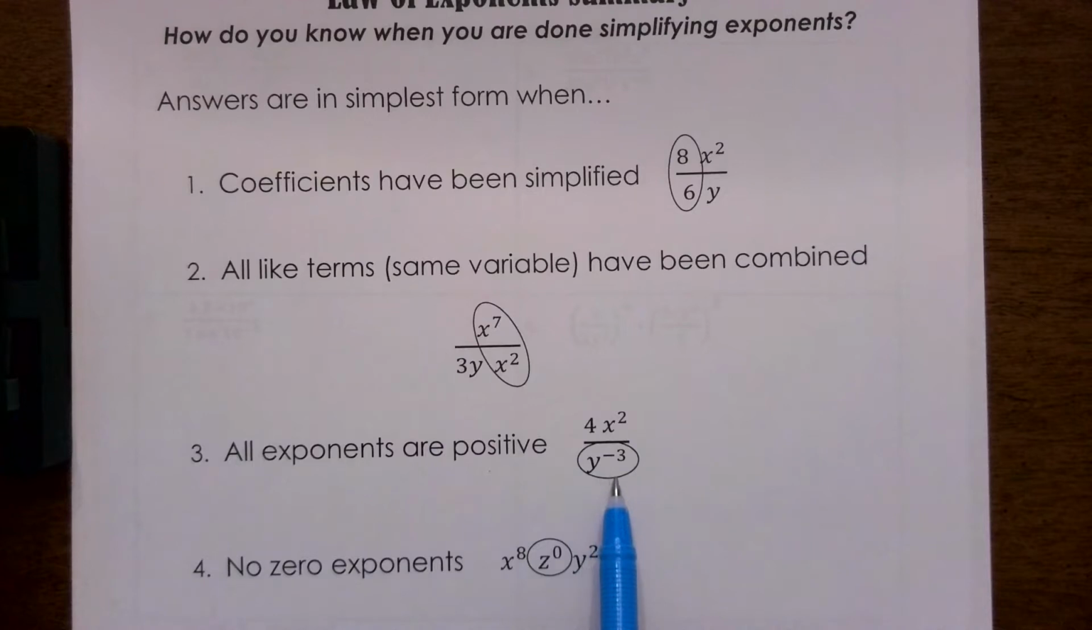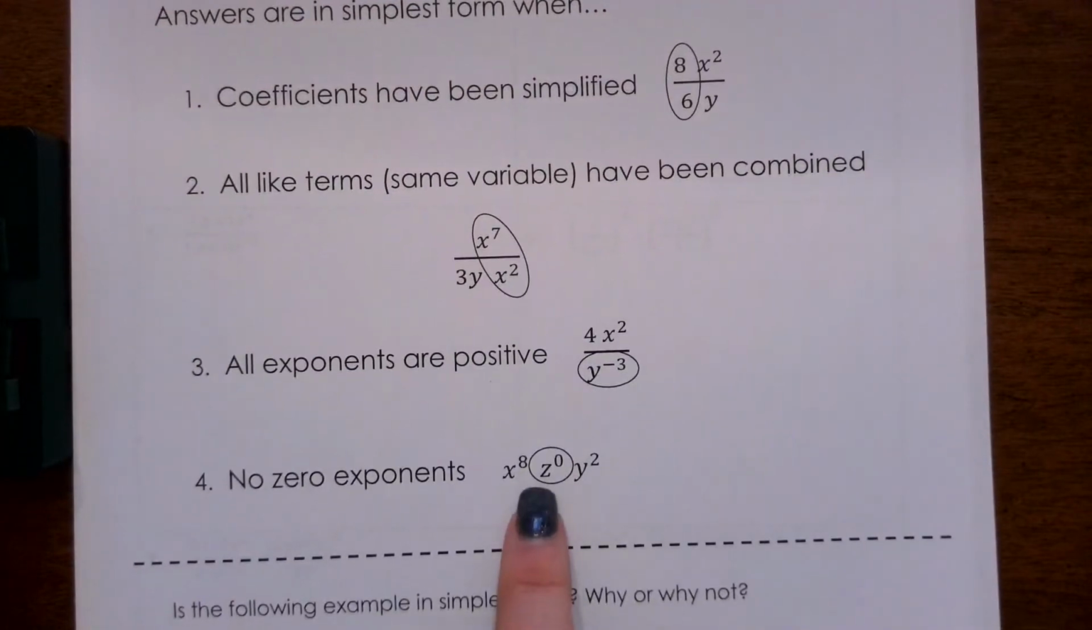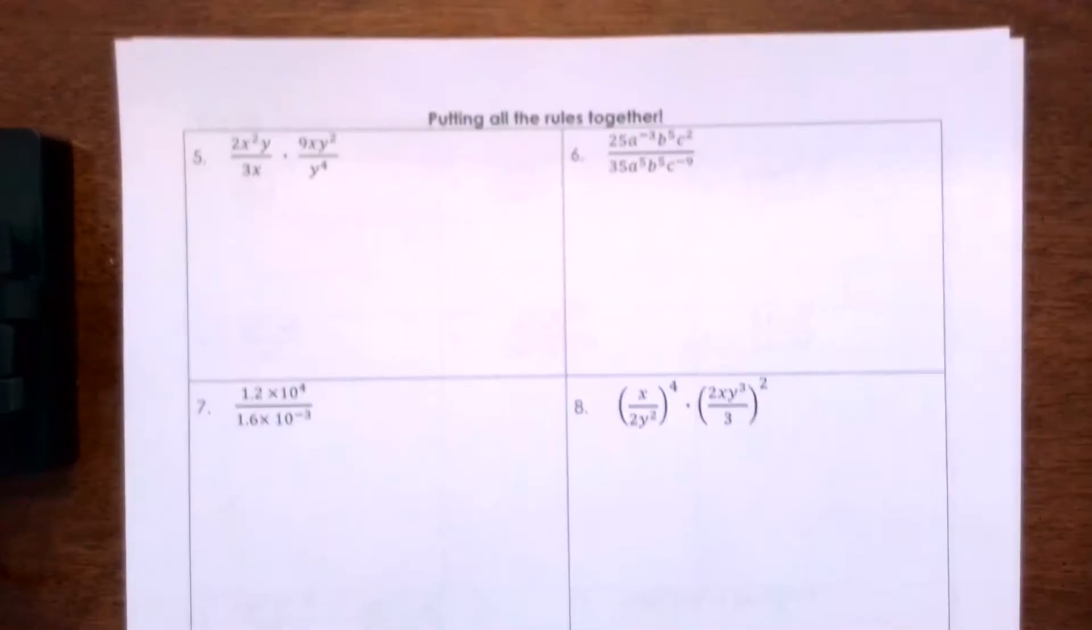All exponents have to be positive. I cannot have a negative exponent in the denominator or in the numerator, and I cannot have zero exponents. I should never be leaving z to the power of 0. This should be 1. And since 1 times any number is itself, this expression should be x to the 8th y squared.